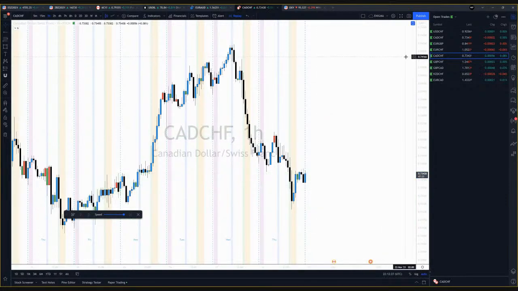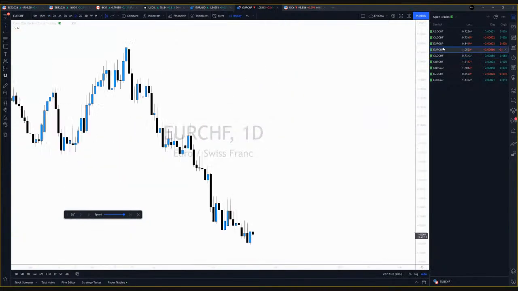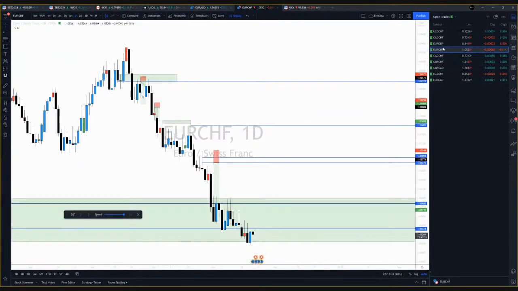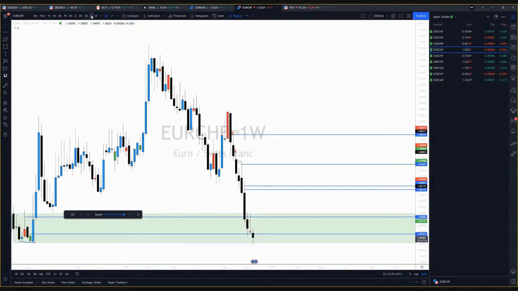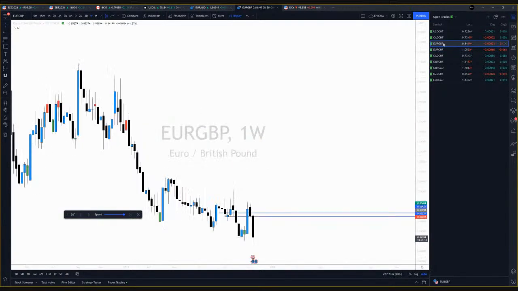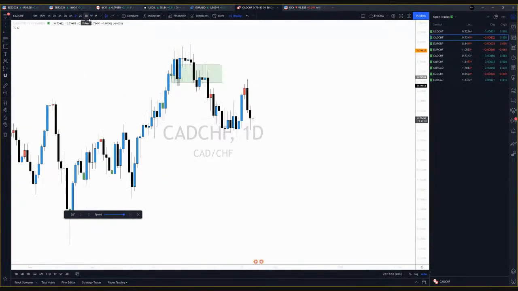Okay, let's go into the daily. Euro Swiss, nothing on this one. Let's check on the weekly. Nothing on that one. Euro pound, nothing on this. Let's go back to the daily. We've just looked at that one.